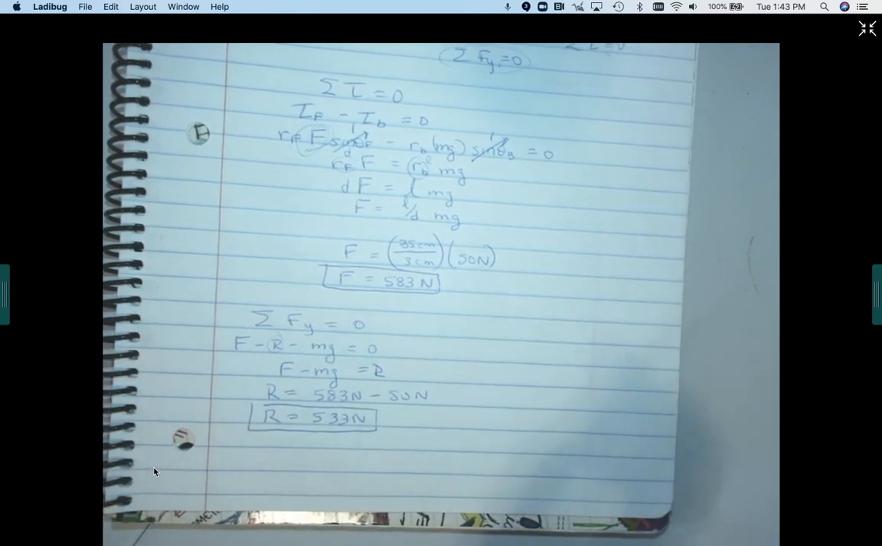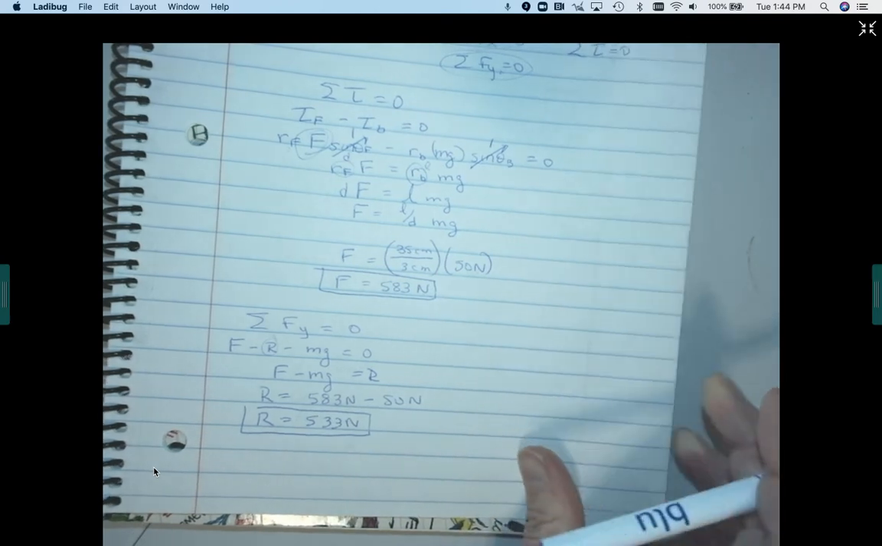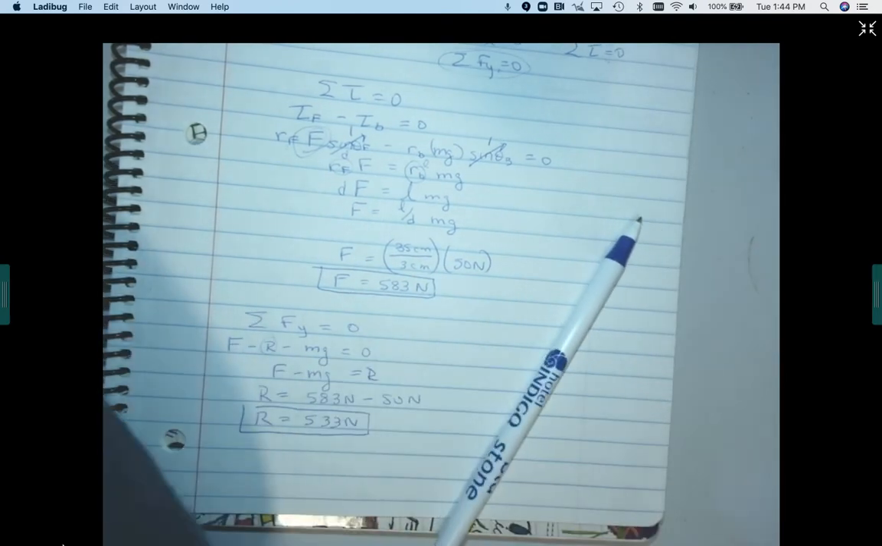Okay, and there we go. So your arm's working pretty hard, right? The upper arm is pushing down at 533. The bicep muscle is pulling up at 583 just to lift that ball. And I think that's enough.